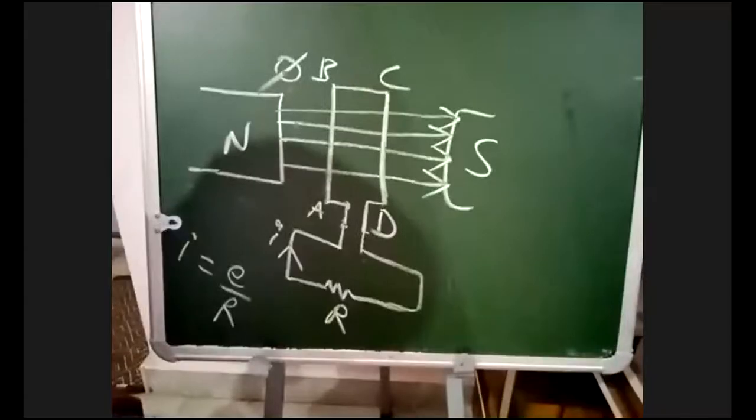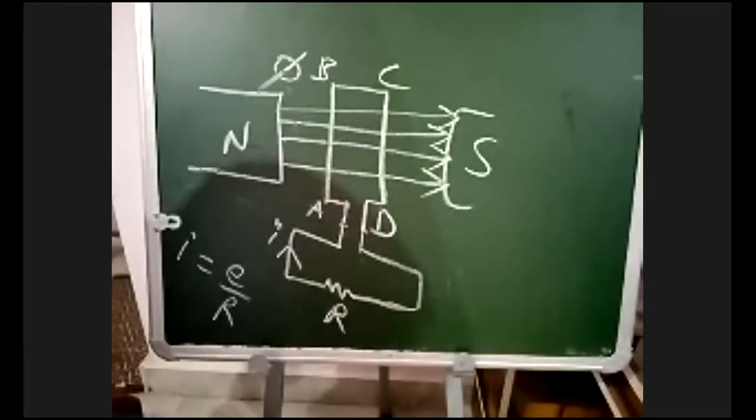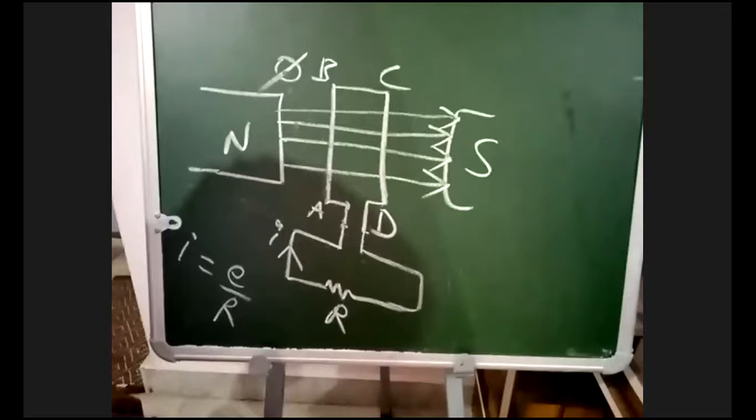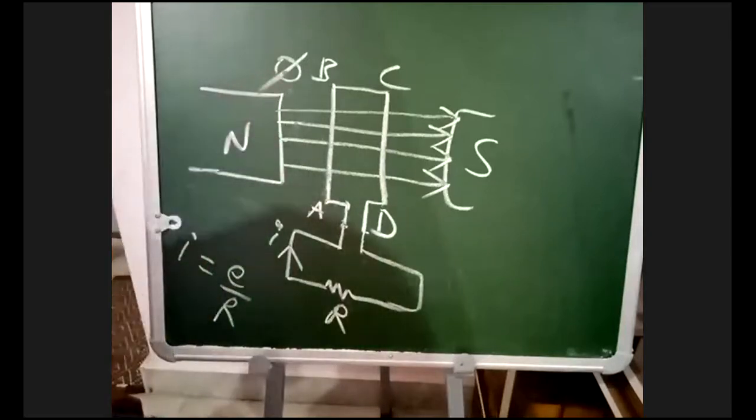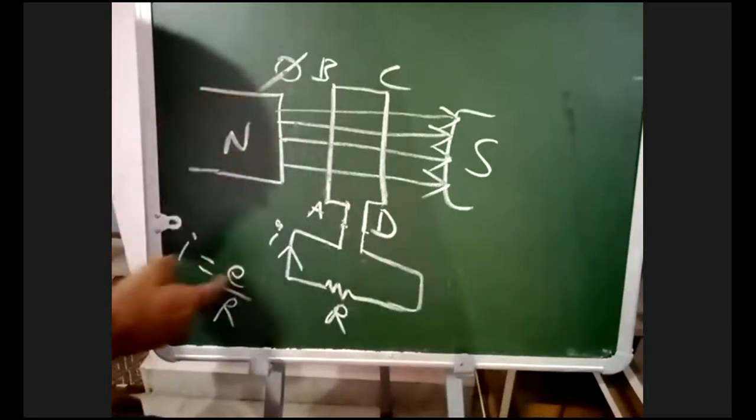But I am not going into the DC generator. It is not in your syllabus. Why have I told you these two things? You should know how to convert electric to magnetic and magnetic to electric. The first point: around a current carrying conductor, a magnetic field is generated. The second point is the reverse: from the magnetic flux, we can generate the current.